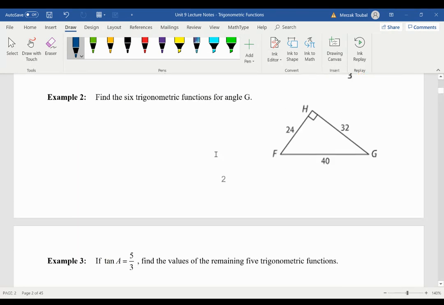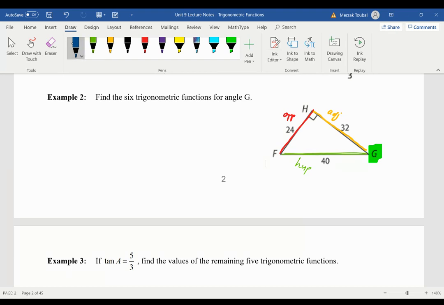Example 2. The question says find the 6 trig functions for angle G. Here's angle G. So opposite to G will be 24. Adjacent to G will be 32. And then the hypotenuse would be 40.